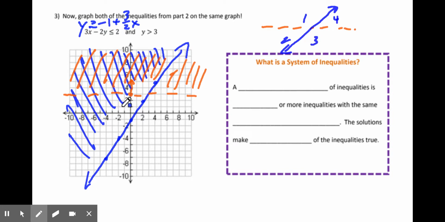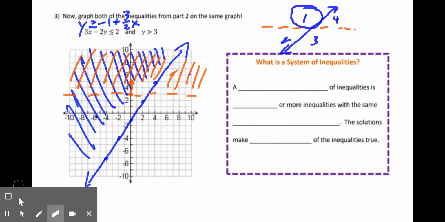In 2 of the regions, only one color is shaded in. You have the orange region here. We have a blue region here. We have nothing shaded in down here. And in this region, we have both colors shaded. So my solution is going to be where both colors have been shaded in, which in this case is going to be region number 1. Okay, that's where my solutions are going to be.